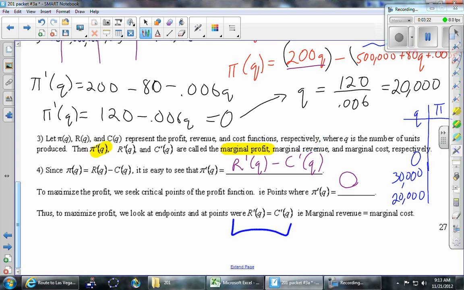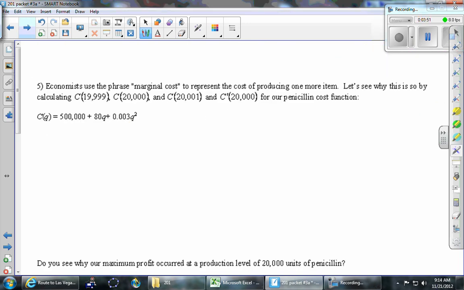To maximize profit, we're looking at endpoints, of course, and critical points. And the critical points happen where r prime equals c prime, because that's where the derivative of profit is 0. And so if you've taken an economics class, you might have seen this kind of phrase before. You're looking for marginal revenue to equal marginal cost. It's exactly what we said up here. We want marginal revenue, the r prime, to equal marginal cost, the c prime. So let's go to the next page. Take a look at number 5.